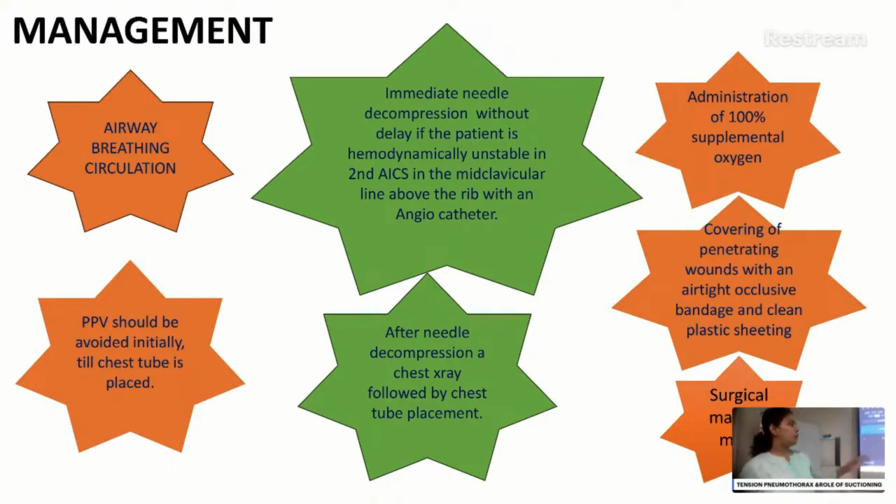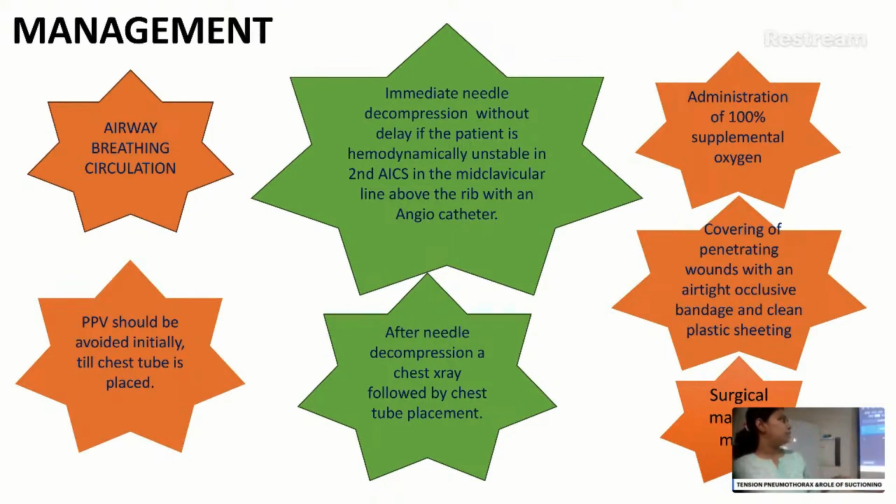Apart from that, you have to maintain the airway, breathing and circulation. Give 100% oxygen, because giving 100% oxygen will in a way carry out the process of denitrogenation. So if denitrogenation is done, the intensity of the pneumothorax will be reduced to some extent.